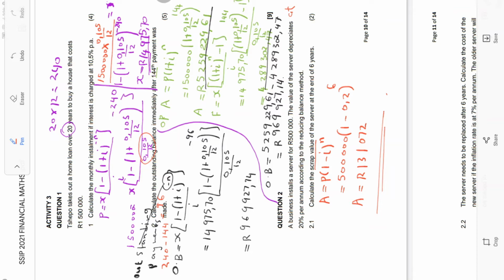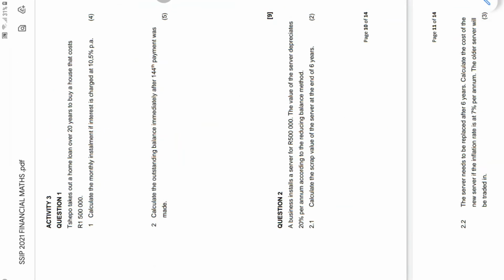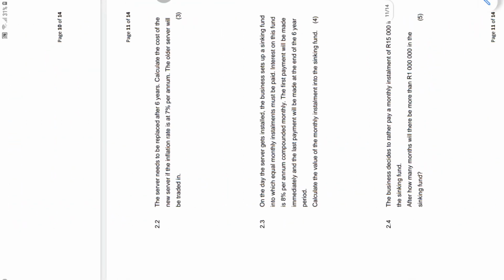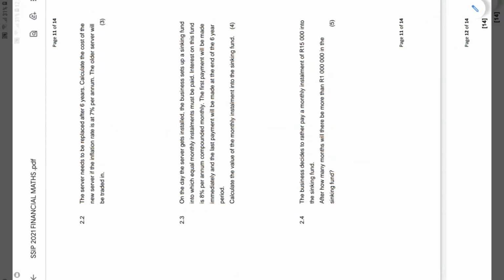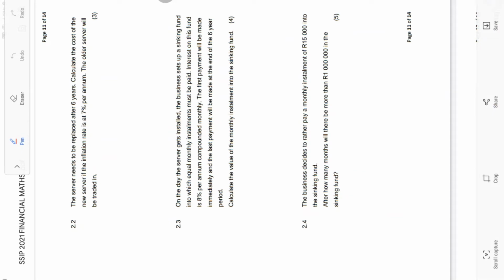Then you go to question 2.2, which is still part of question 2. The server needs to be replaced after 6 years. Calculate the cost of the new server if the inflation rate is at 7% per annum. The older server will be traded in. So how much will it cost the business?